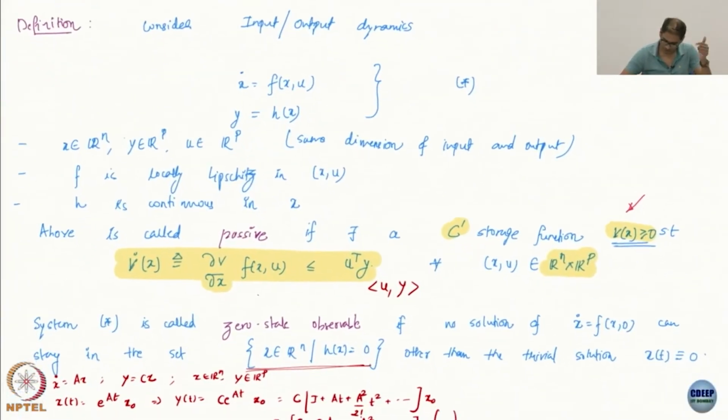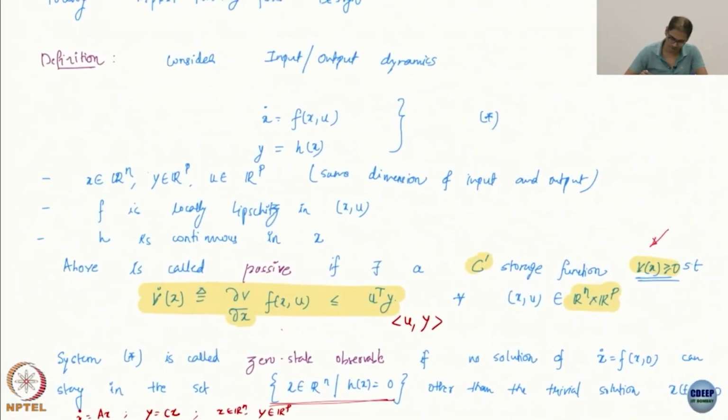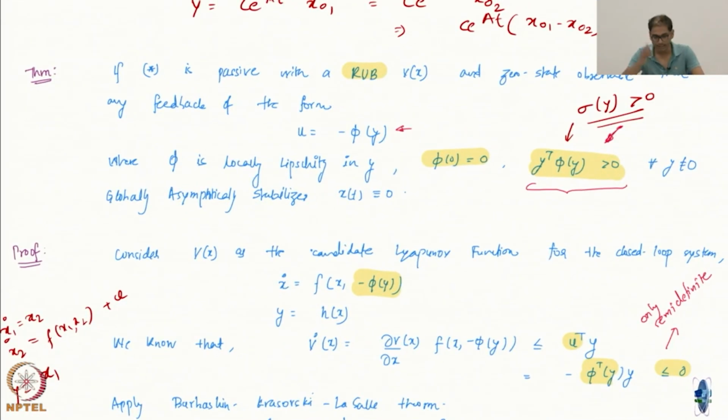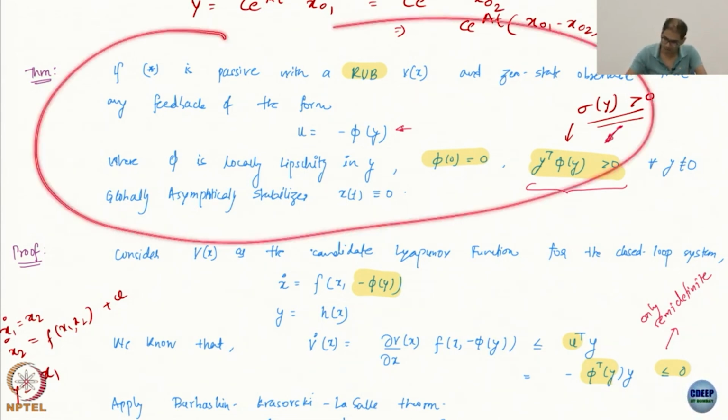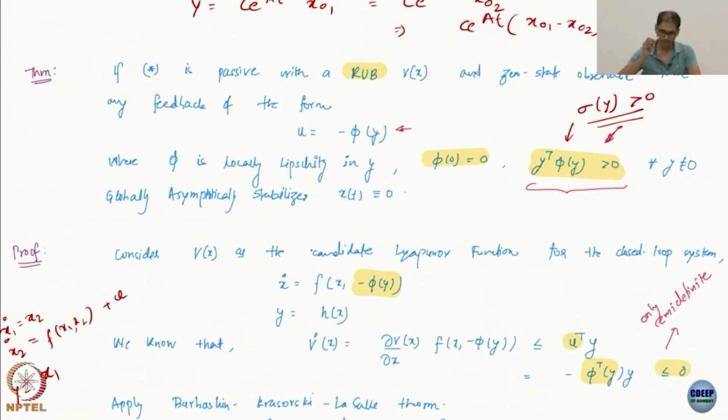So, passivity, zero state observability for this system, okay. x dot is f(x, u), y equals h(x). We are going to use this immediately to design stabilizing control. That's the theorem, okay. What does it say? It says that if the system that we just talked about is passive with a radially unbounded V of x, no longer just V semi-definite positive. We are saying that V is radially unbounded because obviously we want to use Lyapunov's theorem, yeah.